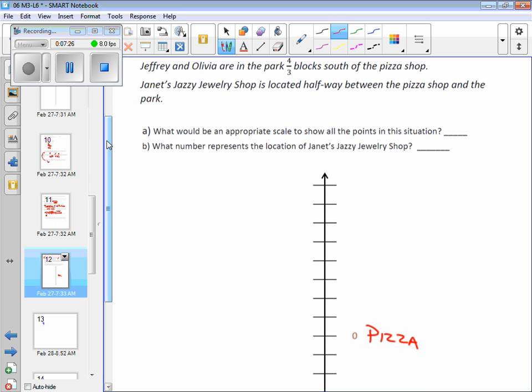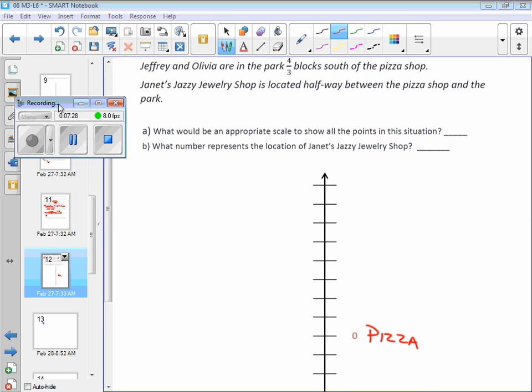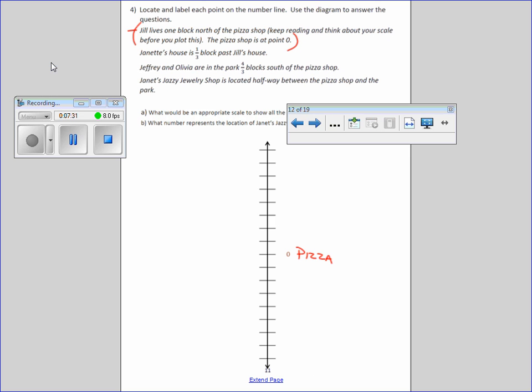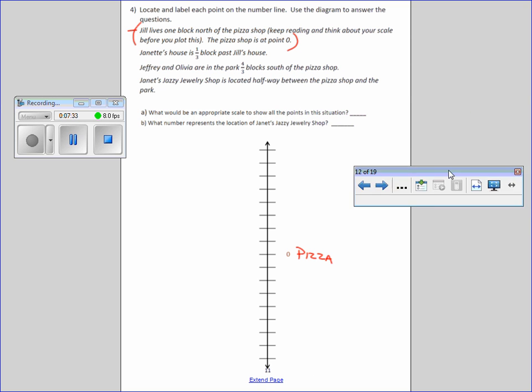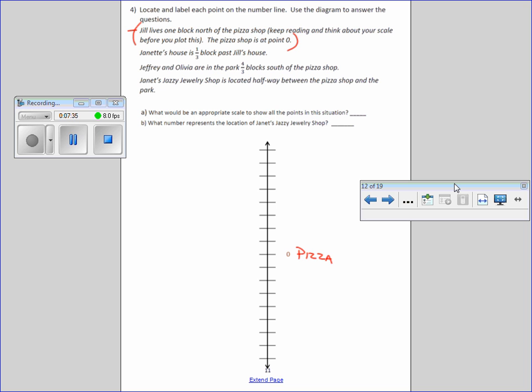Let me go to one full screen on this. It's going to make everything smaller, but it's easier than scrolling up and down. Okay. It says that Jill lives 1 block north of the pizza shop. I don't know where to put the 1. I don't know if this is 1 or this is 1. I don't know what to break these line segments into until I read further. My second statement, this one, now gives me the interval. And I need to kind of do that first before I go back and do number 1.